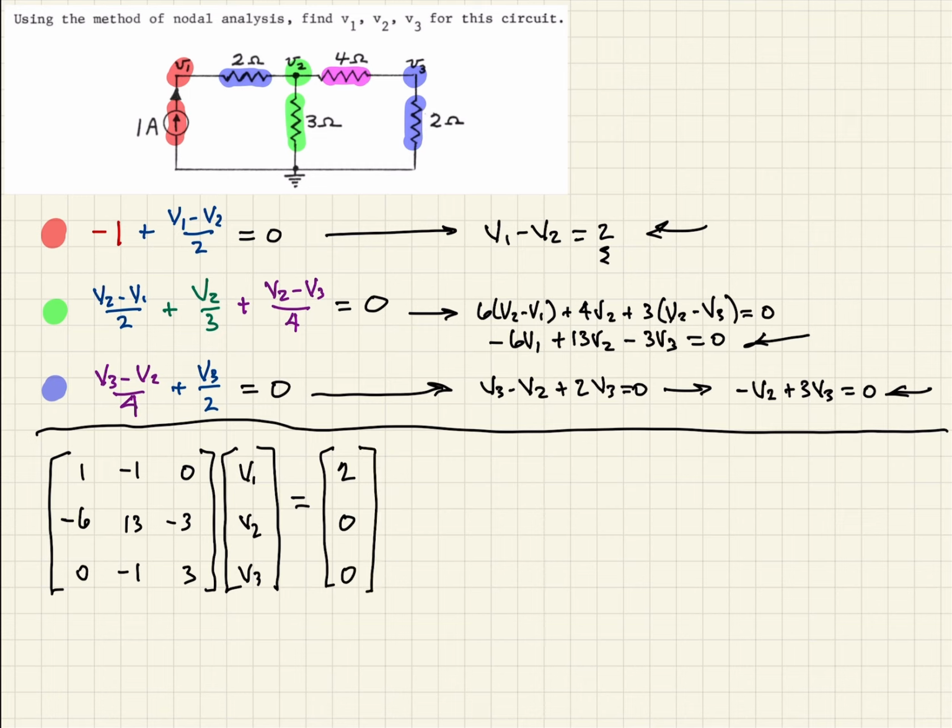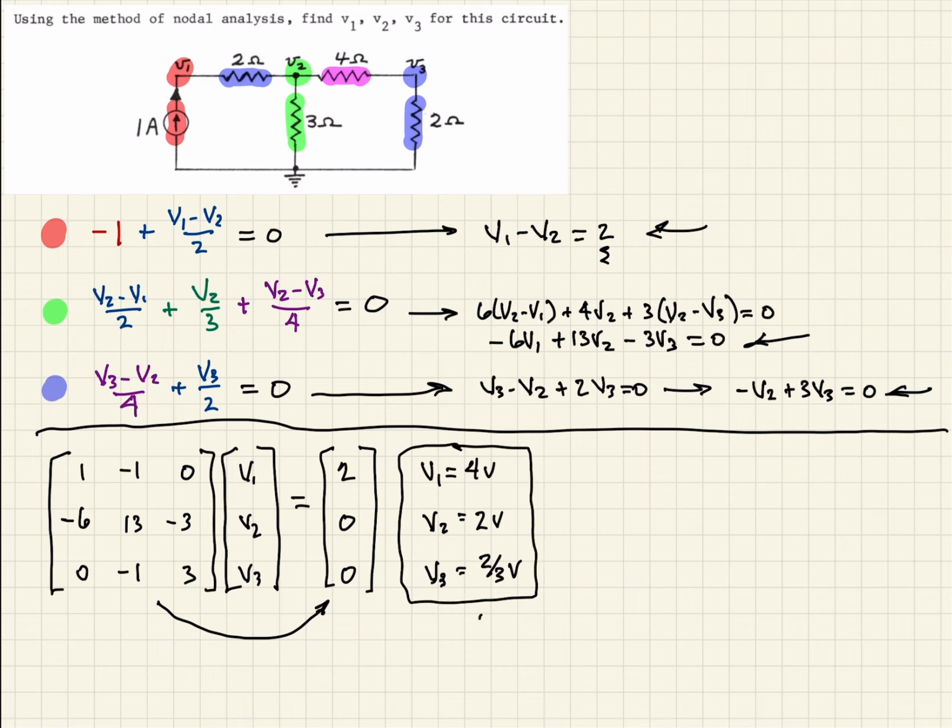Now, again, using most scientific calculators, you can do this, or you can apply your linear algebra knowledge. We'll divide this matrix into this array. And when we do, we come up with V1 is equal to 4 volts. V2 is equal to 2 volts. And then V3 is equal to 2/3 volts. And so this is what was asked for in the problem expression. So this is our answer.